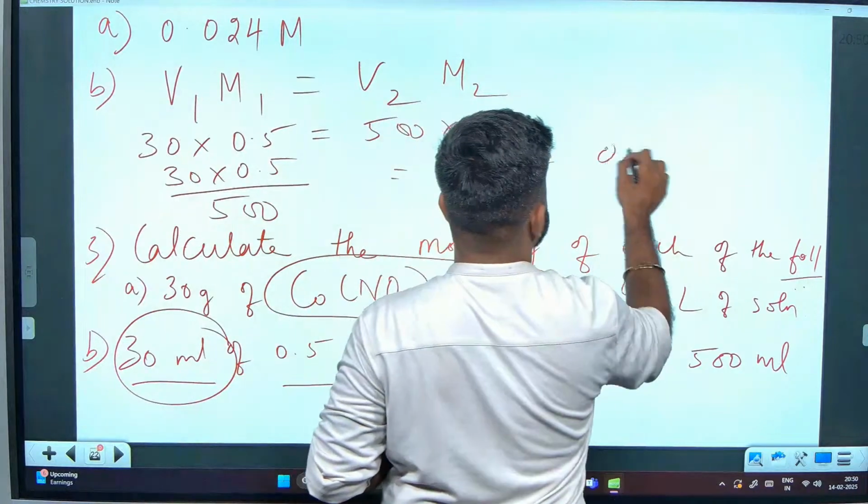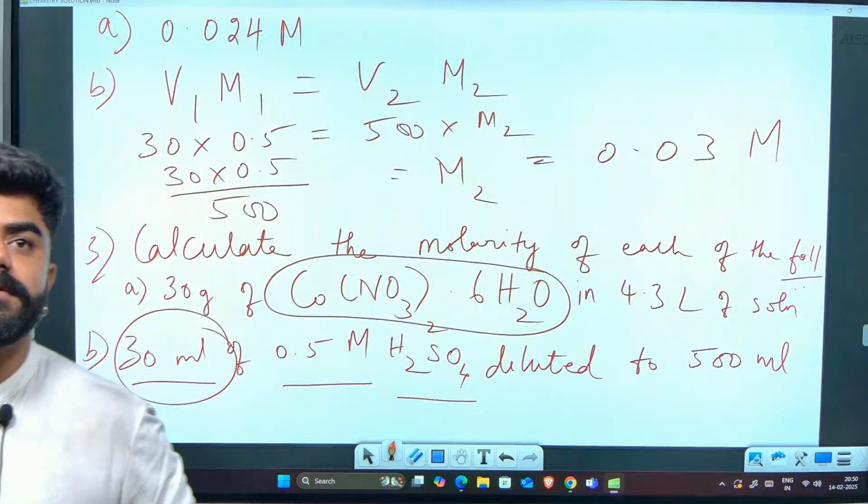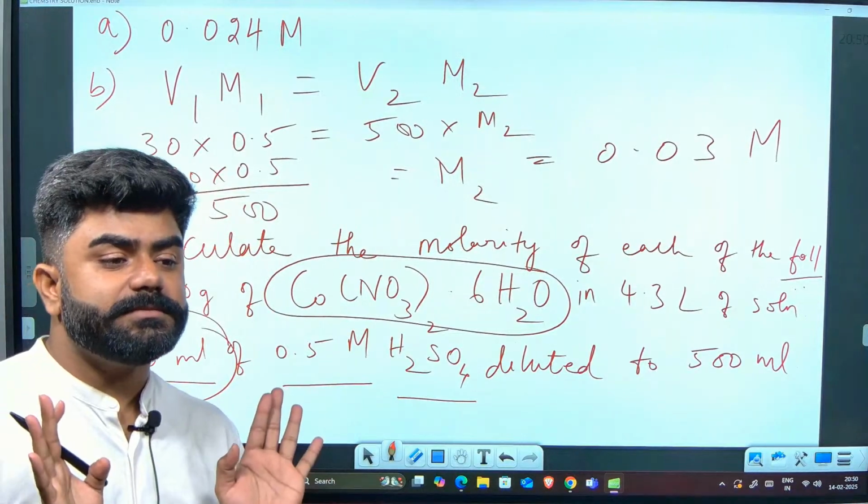M2 is 0.03 molar. Don't forget to mention the unit, mole per liter. They will reduce half a mark.